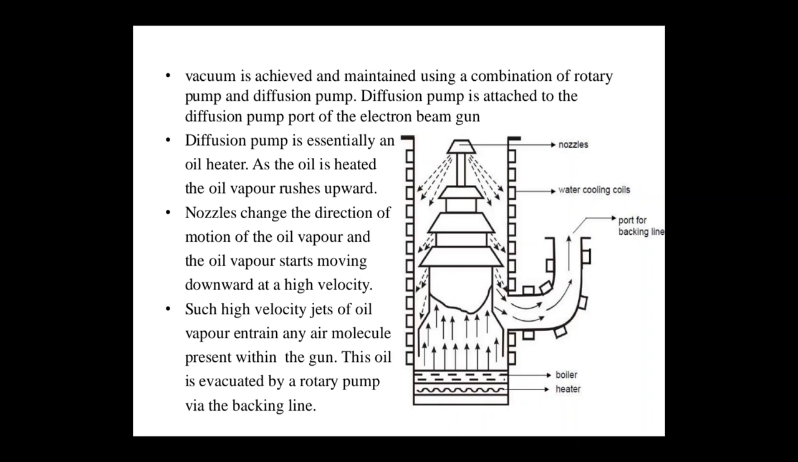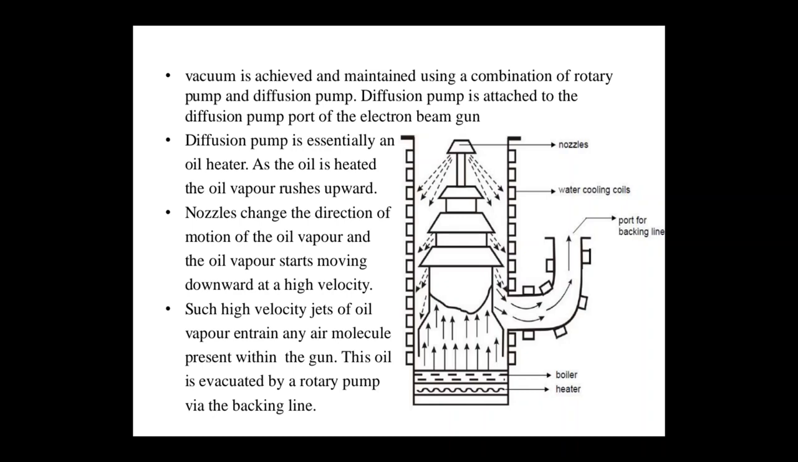Vacuum is achieved and maintained using a combination of rotary pump and diffusion pump. So here I have shown that diagram. Then the diffusion pump is attached to the diffusion pump port of the electron beam gun. A diffusion pump is essentially an oil heater.